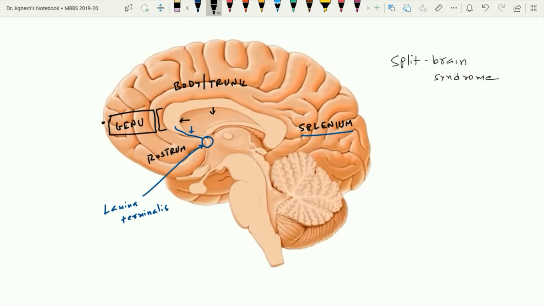The section of the corpus callosum in the past has been attempted surgically to prevent the spread of severe epileptic seizures from one hemisphere to the other hemisphere, which is nowadays obsolete. So this is all about the corpus callosum.